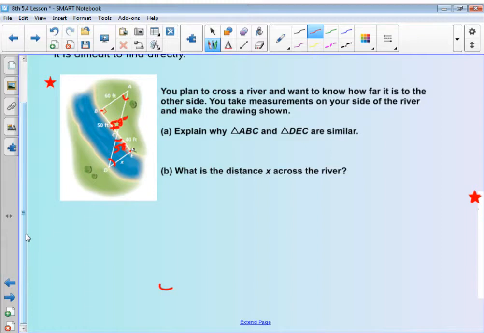So explain why they're similar. They have the same degree measures.